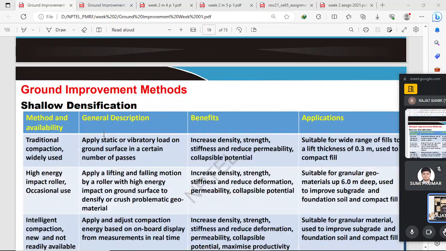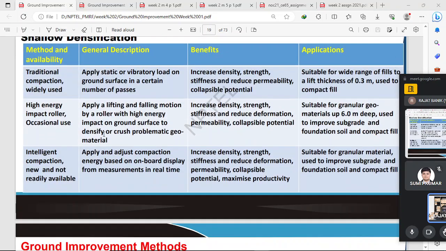And then we study shallow densification and the different types, like traditional compaction, high energy impact roller compaction, and intelligent compaction, and what the benefits and suitability are. Traditional compaction is used at a lift thickness up to 0.3 meter, and the high energy impact roller is up to 6 meter depth. We can improve the ground.